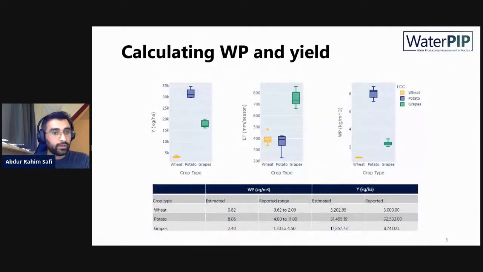And then we compare these estimated water productivity and yield with the reported, and you can see that it fits the reported water productivity and yield figures. There is a little bit of difference with the yield estimation of the grapes. We consider here only table grapes, but the reported one is the average of the wine and table grapes, which is less than the estimated one.